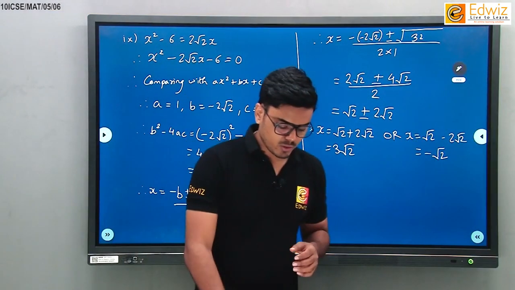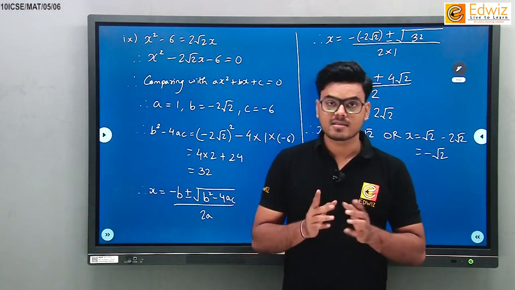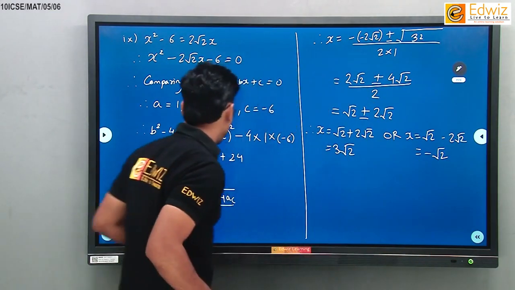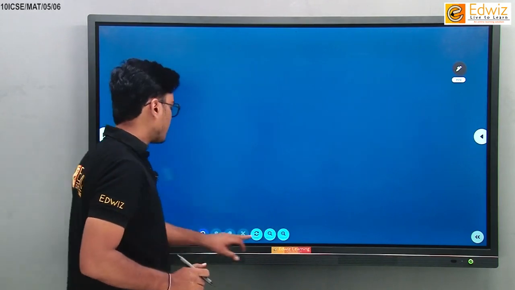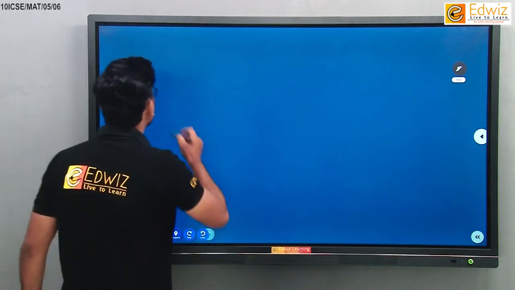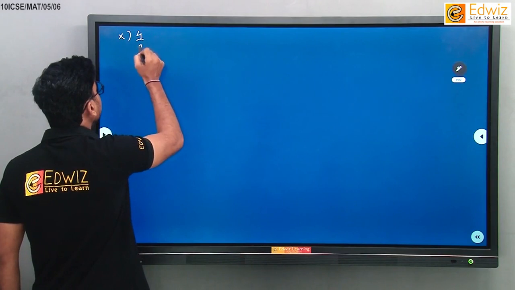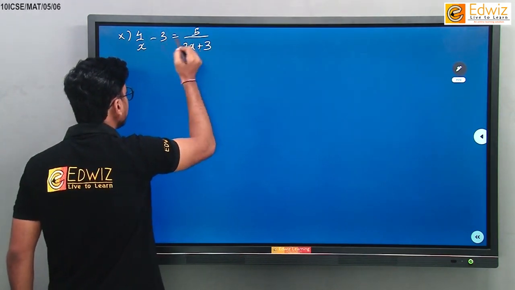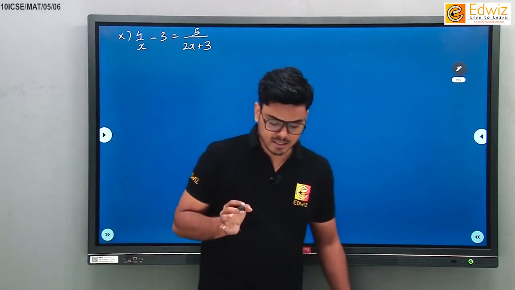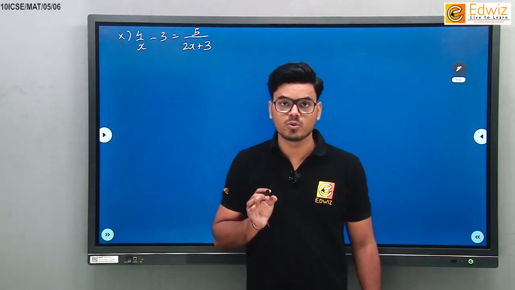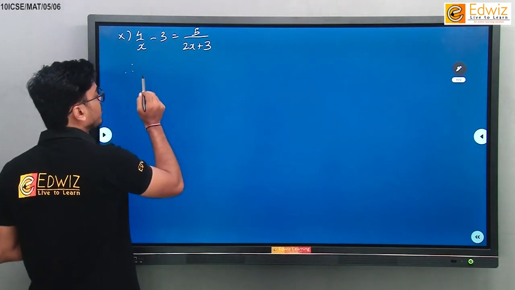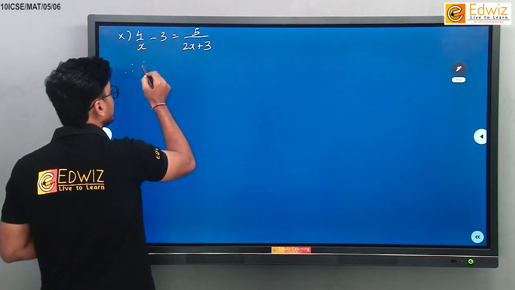Alright students, moving on to the next question, 10th sub question: 4 upon x minus 3 equals 5 by 2x plus 3. The question is 4 upon x minus 3 is equal to 5 divided by 2x plus 3. Now clearly this is not in its standard form. The first step for us to do here is bring it to its standard form. Let us solve this. Okay, let us cross multiply first.